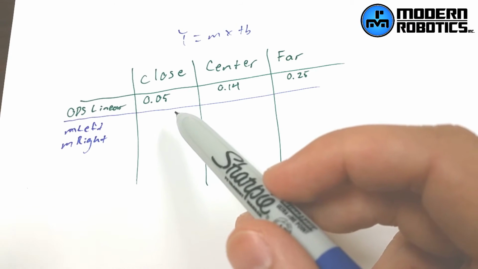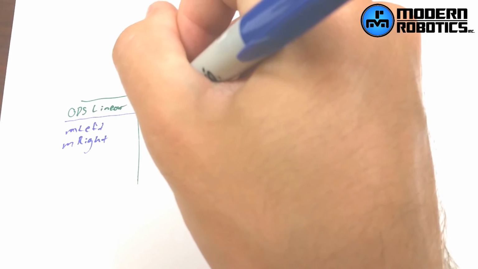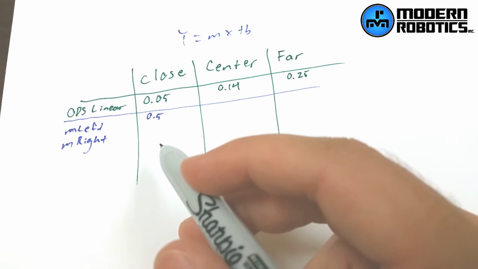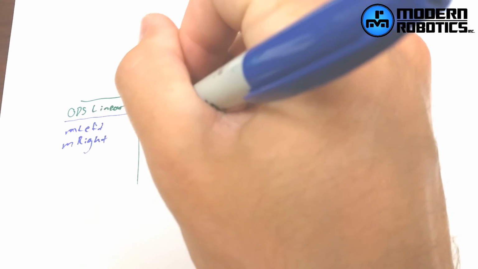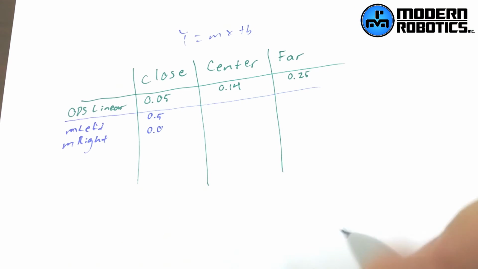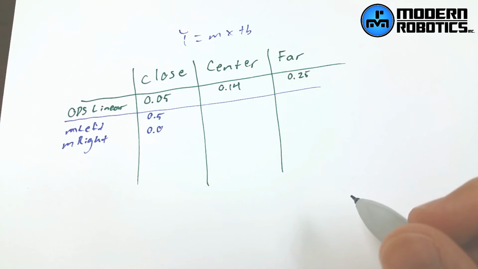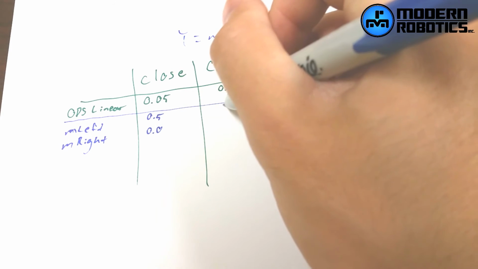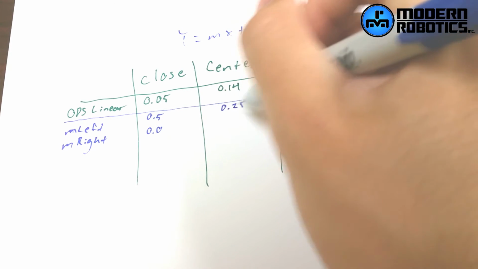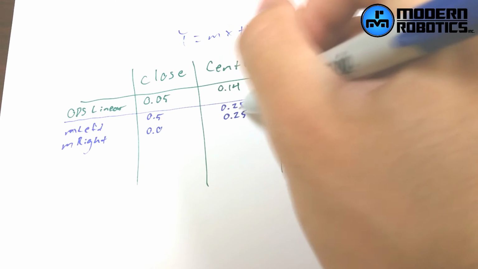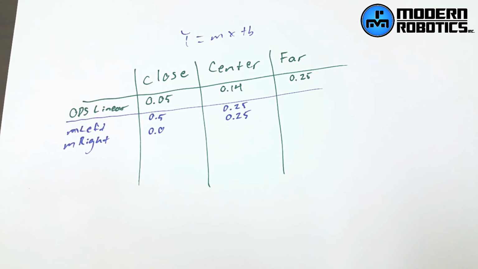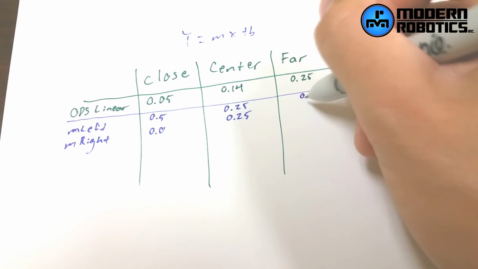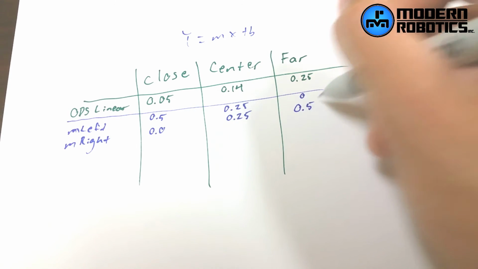We want to go at maximum speed at about 0.5, so let's say 0.5. And if we're too close, we need to slow down the right motor. So I'll go about 0, just say 0 completely. If we're center, Goldilocks zone, we're going to be going about halfway between there, so let's say 0.25 for both motors. If we're too far away, we want to be going the opposite of this. So we're going to be going 0 and 0.5.